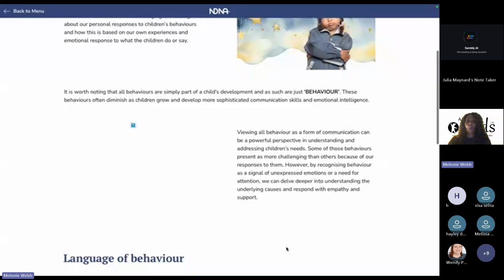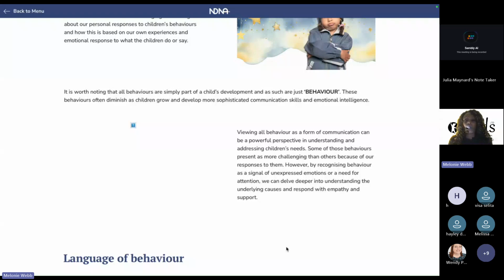It's worth noting that all behaviours are simply part of a child's development and as such are just behaviour. These behaviours often diminish as children grow and develop more sophisticated communication skills and emotional intelligence. Viewing all behaviour as a form of communication can be a powerful perspective in understanding and addressing children's needs. Some of those behaviours present as more challenging than others because of our responses to them. However, by recognising behaviour as a signal of unexpressed emotions or a need for attention, we can delve deeper into understanding the underlying causes and respond with empathy and support.